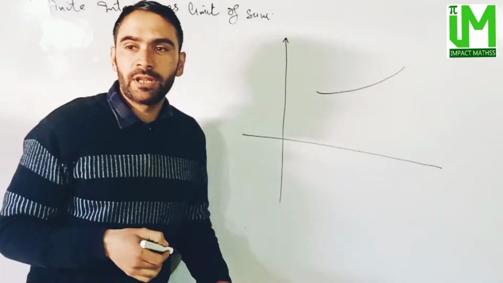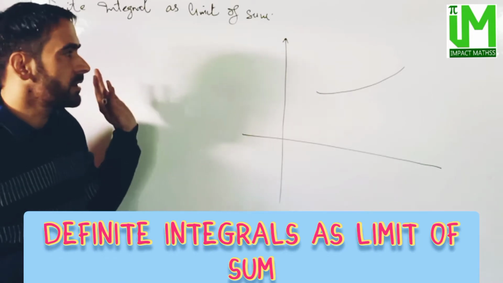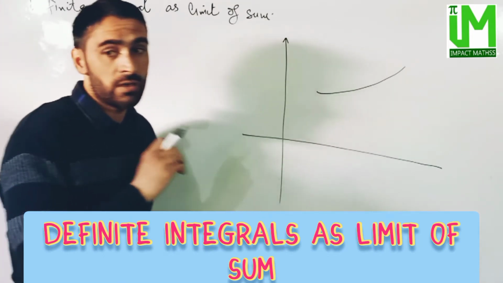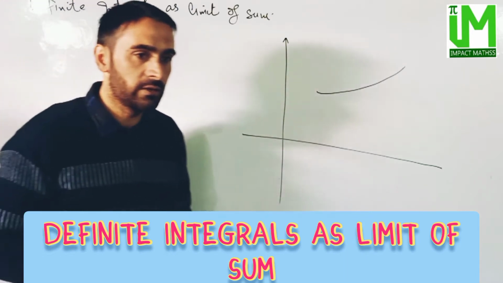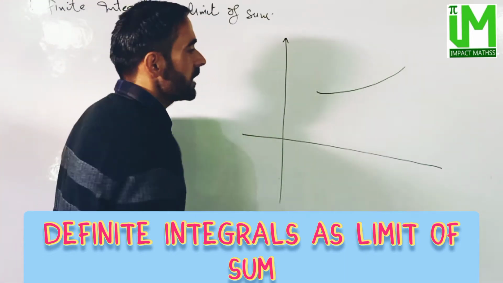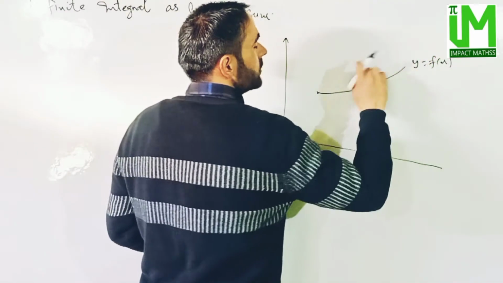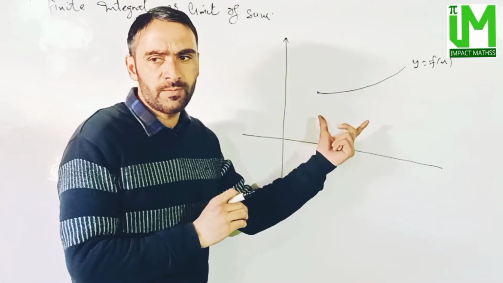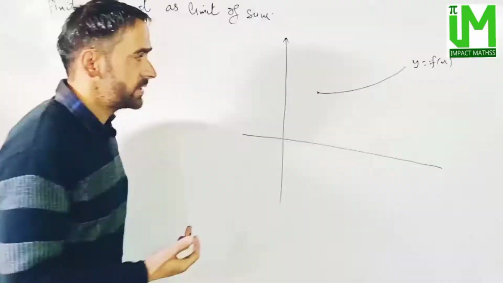Now, definite integral as a limit of sum. Definite integration is also used to find the area under a curve. Say we have a curve y is equal to f of x. To make it simple, we draw the graph in a shape that will be much simpler to understand.